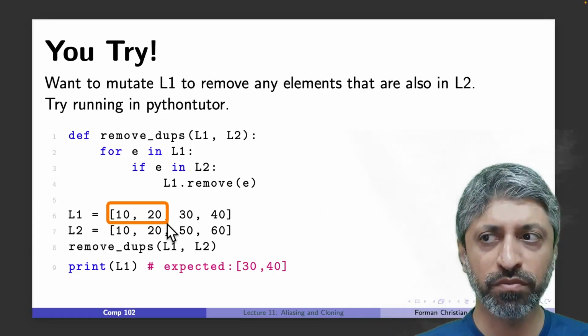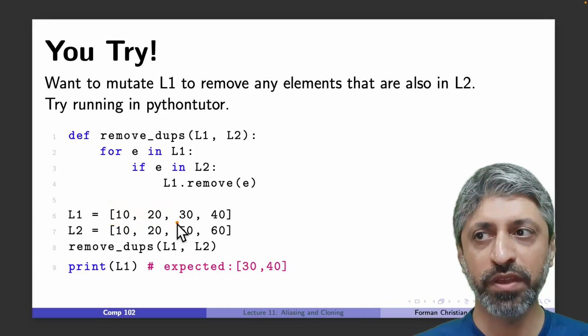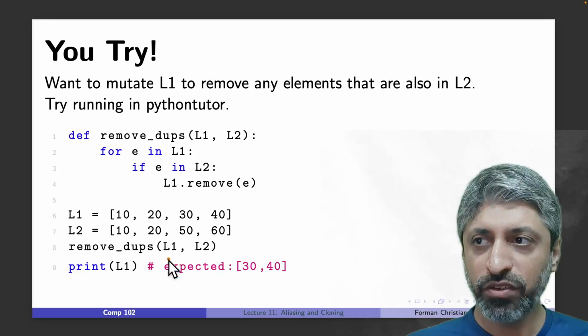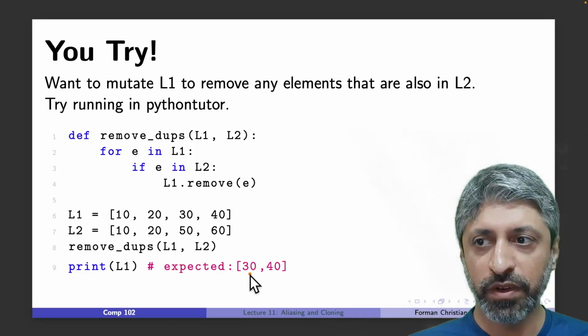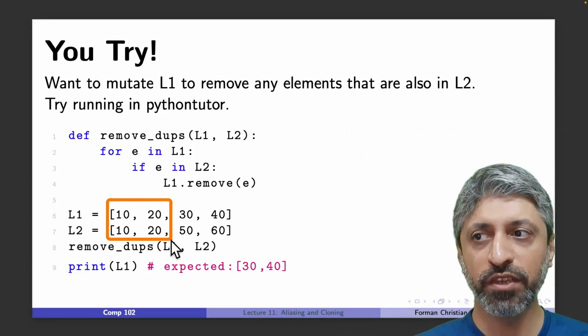Which means you need to mutate L1. You shouldn't create a copy and return that. So when we run this function, the expectation is that it should return us 30 and 40, because the other two are common, they should be removed.